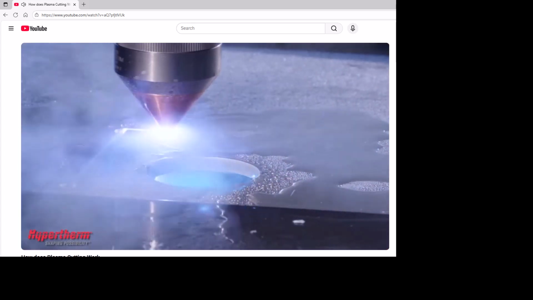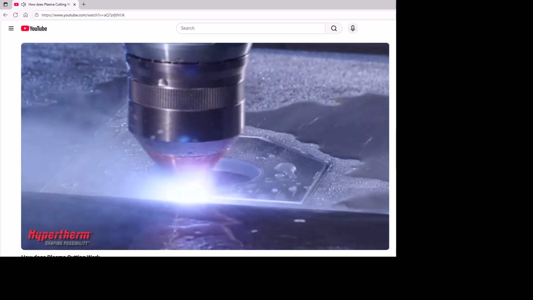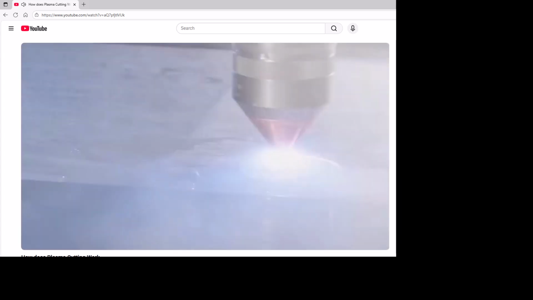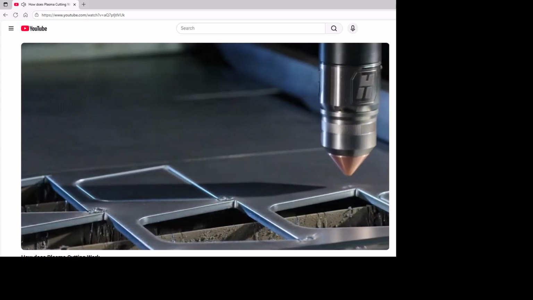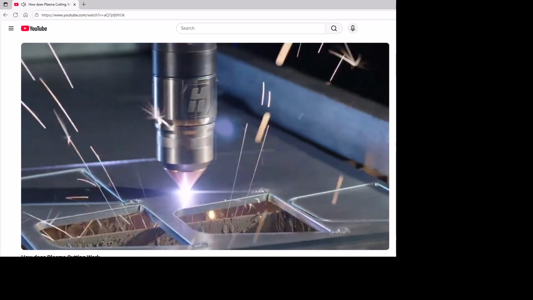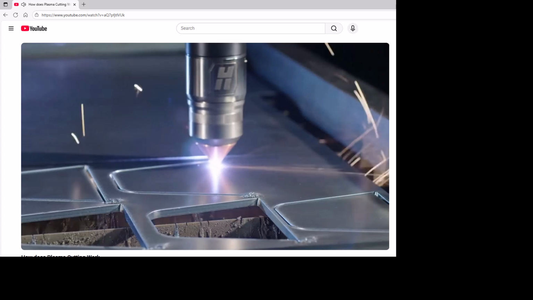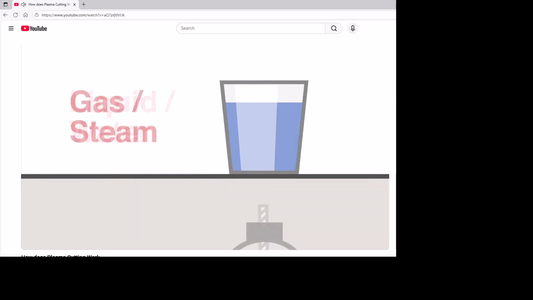If you're in the metalworking business, you've heard about plasma cutting systems. Plasma's combination of cut quality, productivity, and versatility make it one of today's most popular industrial cutting processes. But first, what is plasma? Plasma is often called the fourth state of matter. Let's take a look at the three other states we're all familiar with. They are solid, liquid, and gas.